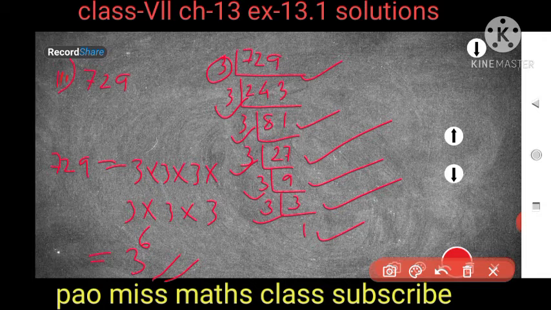Means if they are numbers, then we have to write them in prime factors, then we have to write them in exponential form. So thank you all of you.